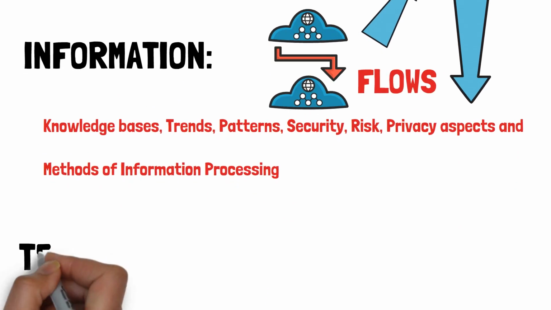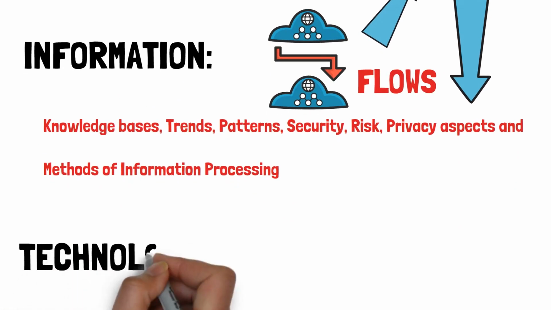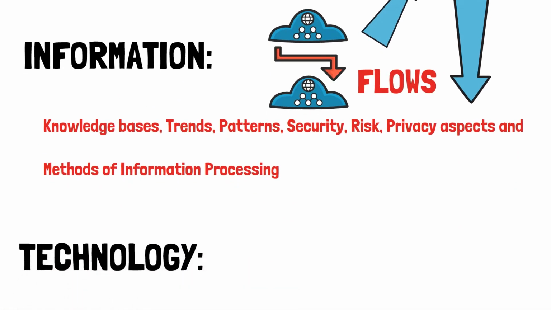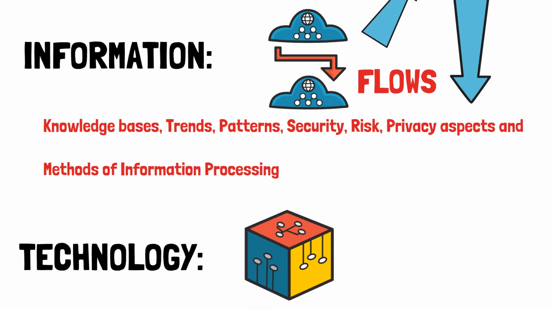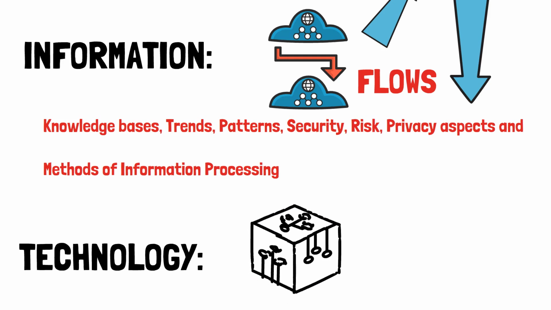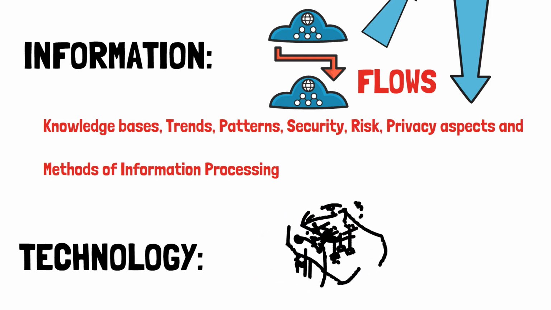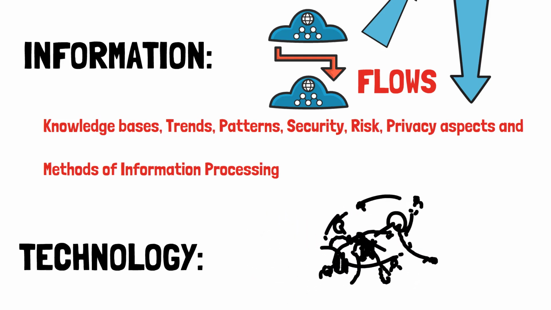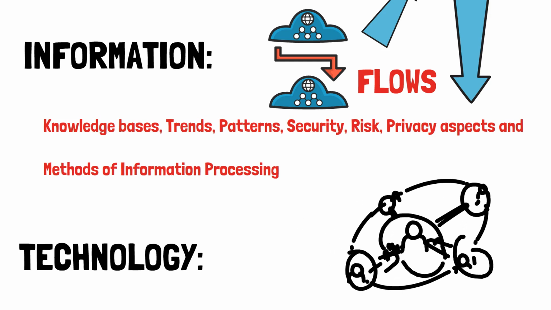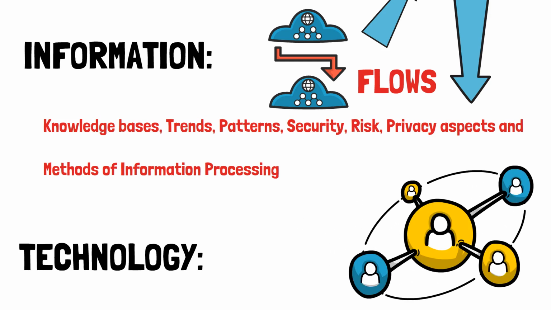T is for technology. All other domains in the model are supported and underpinned by technology, such as applications, hardware, and platforms. A list of the technology in use in the business and any change impacts which might occur if new technology is brought into the organization should be part of the analysis.